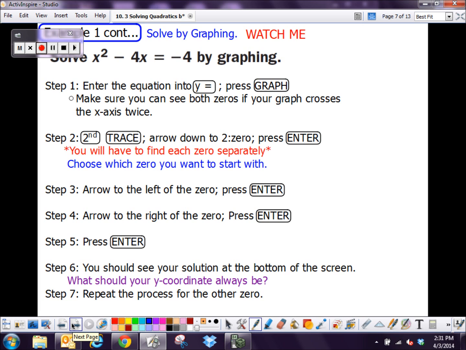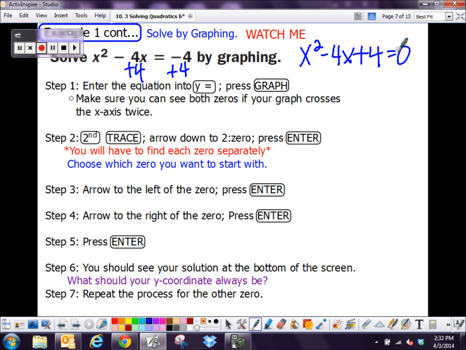Okay, so let's all look at this problem. X squared minus 4x equals negative 4. We know we can't do anything until we move the 4 over. So I'm going to add 4 to both sides. So that gives me x squared minus 4x plus 4 now equal to 0.